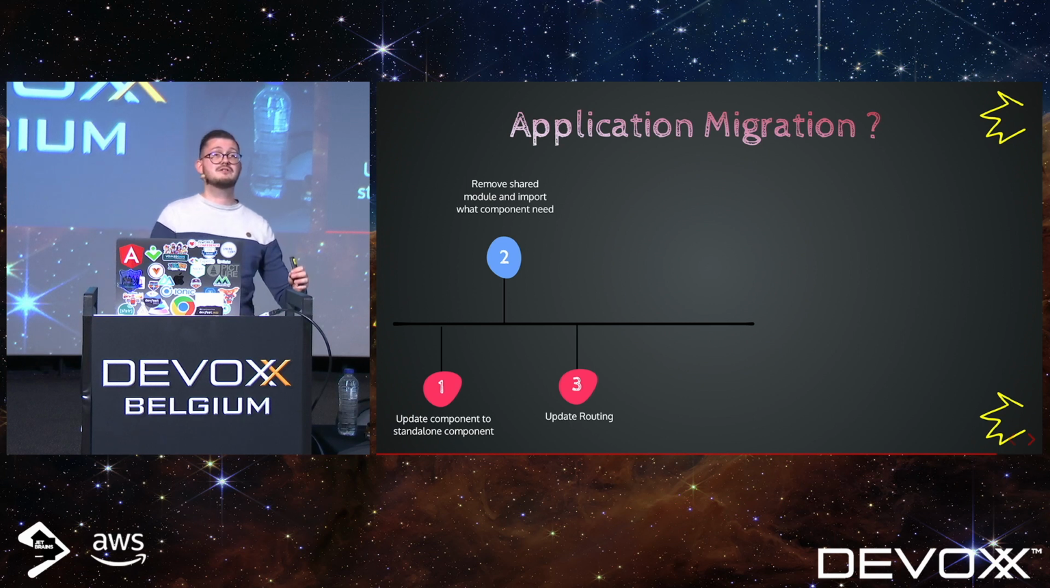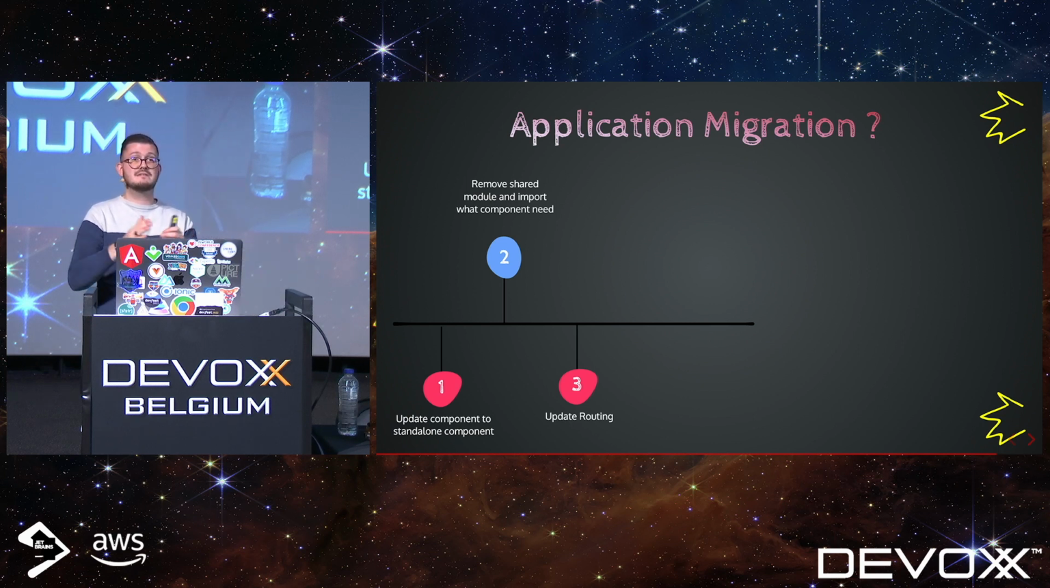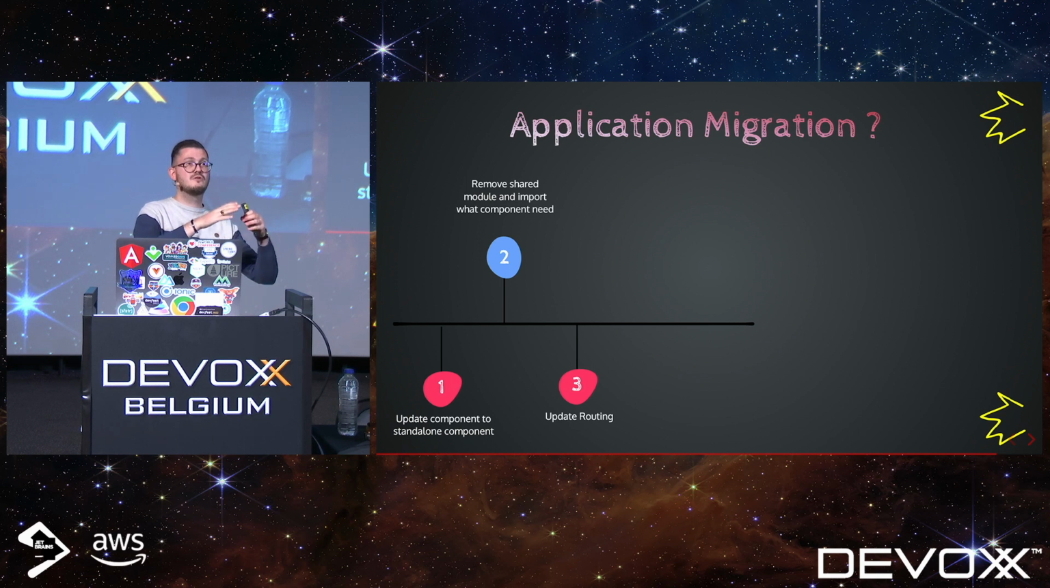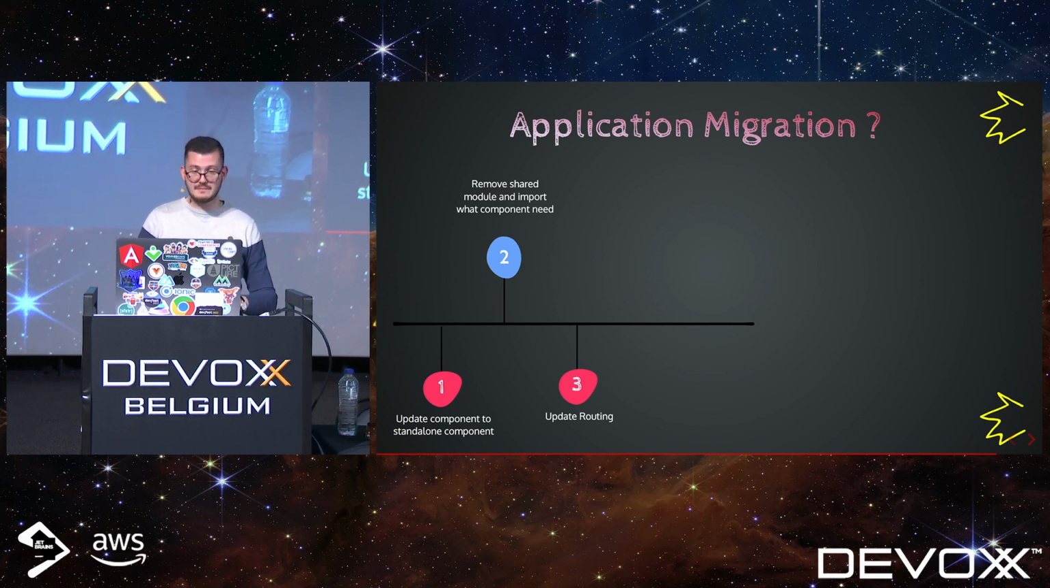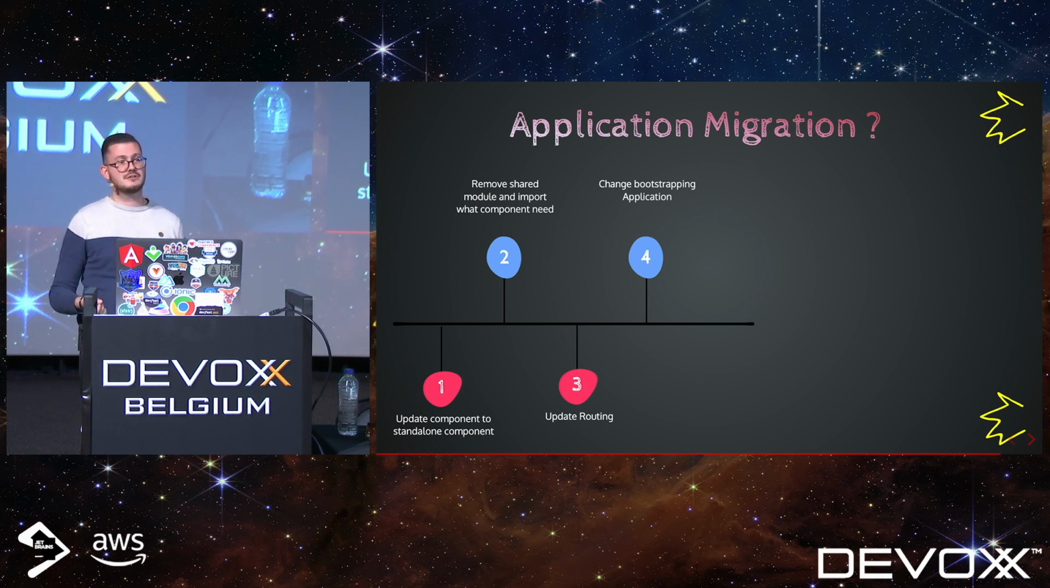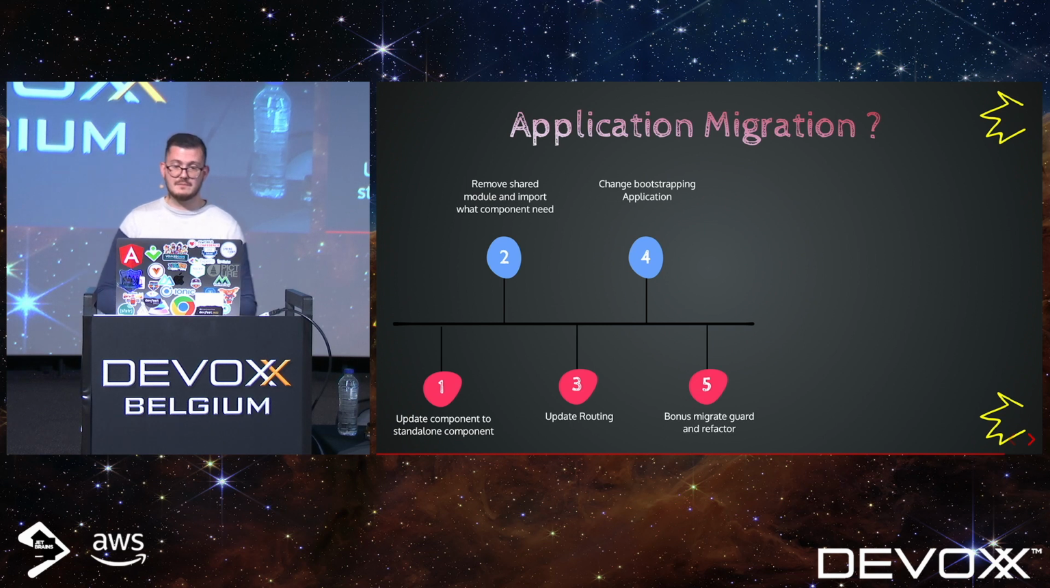Update your routing configuration. You can do that step by step because you can mix NgModules and standalone components, so migrate your routing step by step. Don't forget to change the bootstrapping of your application. Now, thanks to bootstrapApplication, you can bootstrap a standalone component. And bonus, if you have some time, refactor all your application to use amazing features like the inject function, etc.